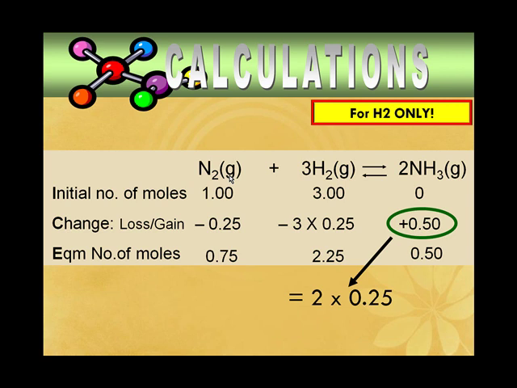Now at the equilibrium, the number of moles of N2 is 0.75 moles, the number of moles of H2 is 2.25 moles, and the number of moles of NH3 is 0.50 moles. So the total number of moles would be the addition of these 3 numbers to give you 3.50 moles.